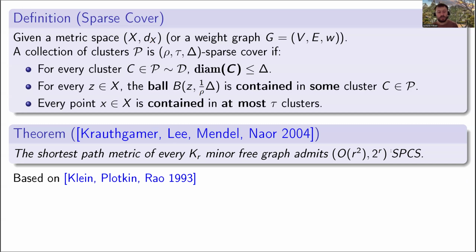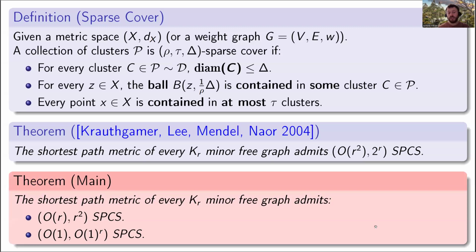And this is based on the famous padding decomposition of Klein-Plotkin-Rao, or LDD. The main result in this paper is an improvement on that. So we get sparse covers with padding r and sparsity r square. So this improves Krauthgamer et al. in both sparsity and padding. And we also can get exponential sparsity while getting only a constant padding.